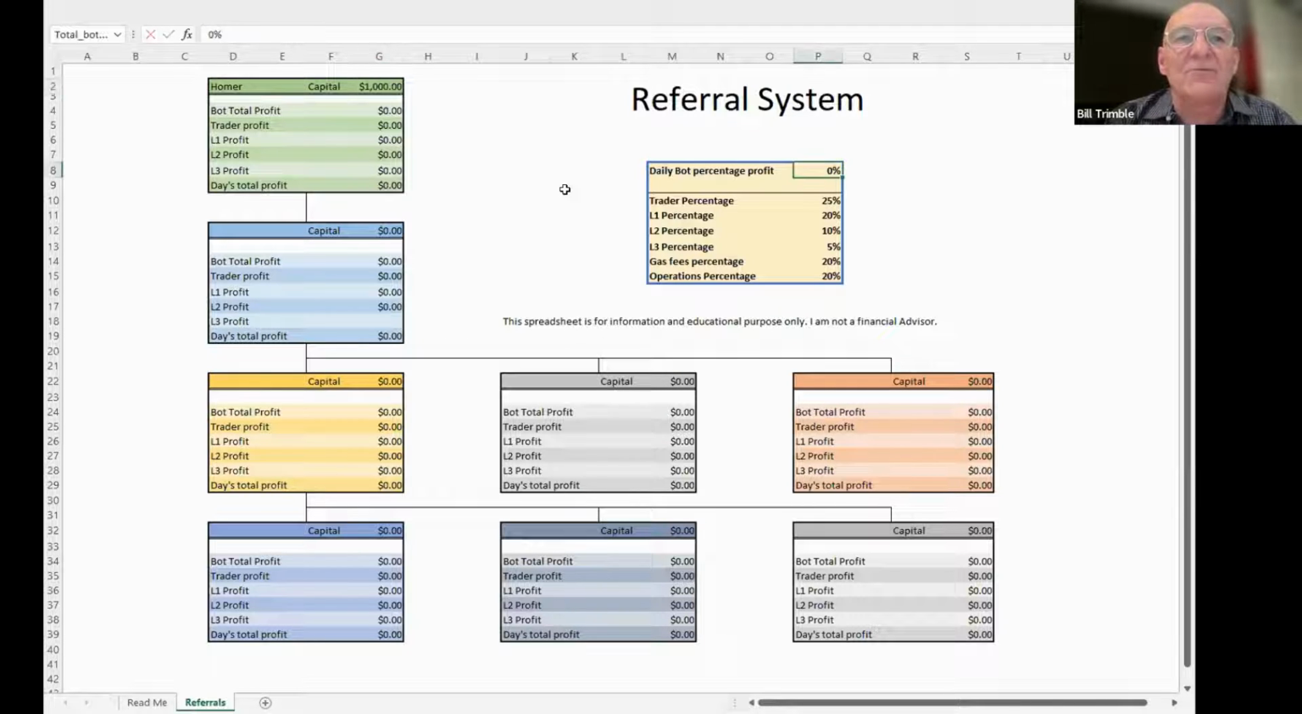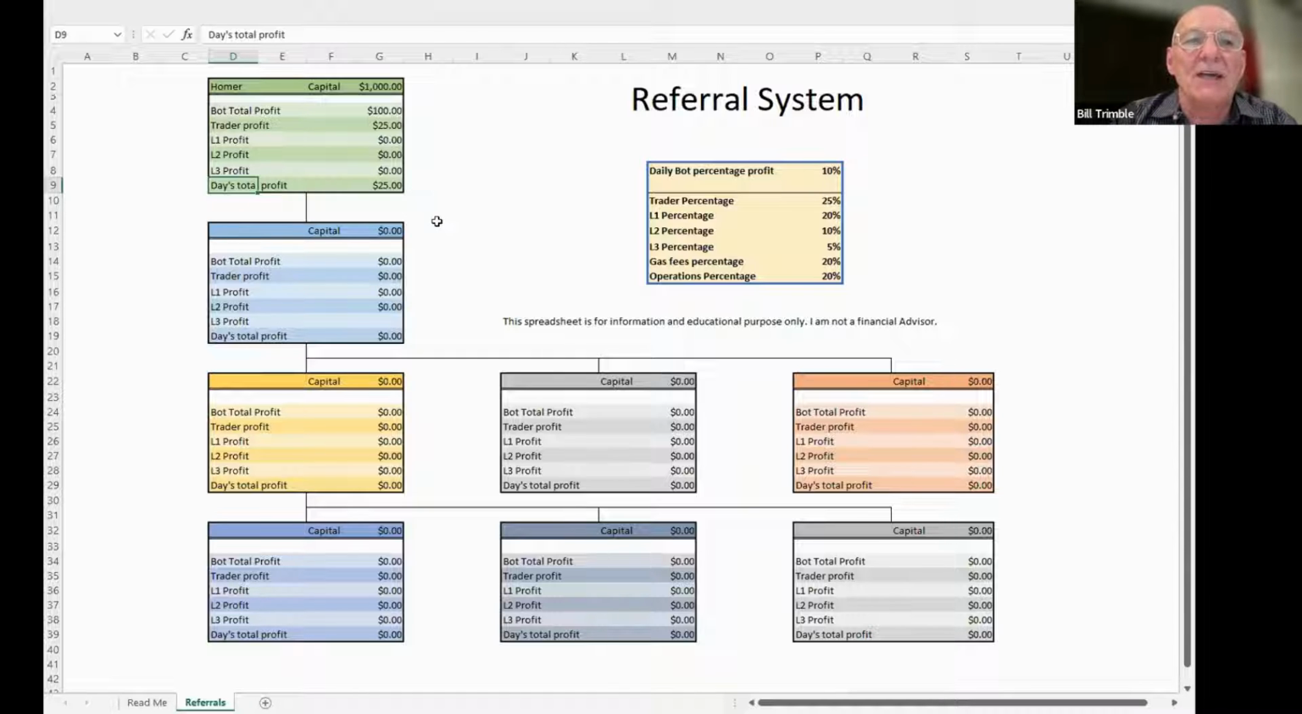And let's say on his first day of trading, the bot makes a whopping 10%. So the bot trades his capital and it makes 10% that day. So if you look here, you can see he's got $1,000 capital. 10% of the bot has made, that is $100. Now he receives 25% of that. So if we look down here, he receives 25% because he's the trader. He's received 25%, so he gets $25 because 25% of 100 is $25. So there's his daily profit.